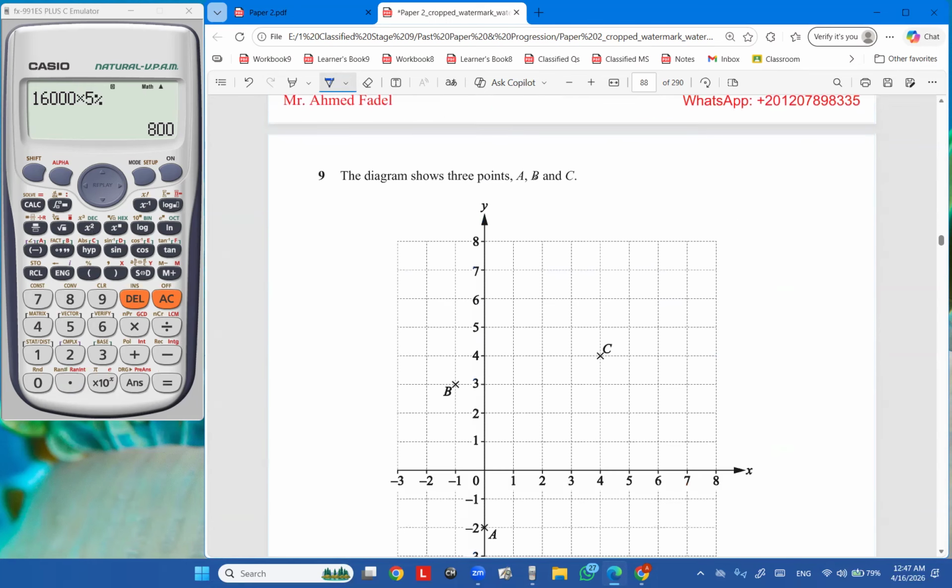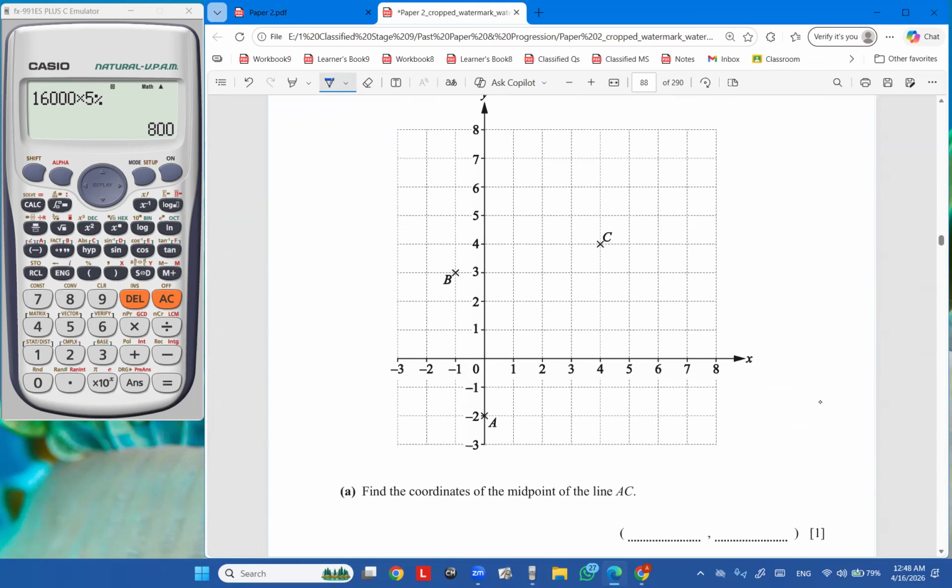The diagram shows 3 points, A, B, and C. Find the coordinates of the midpoint of the line AC. So A over here is 0, -2. And C is 4, 4. We wanted the midpoint between 0, -2 and 4, 4. We agreed that you add x1 plus x2, and then you divide by 2. 0 plus 4 is 4, divided by 2 is going to give you 2. While -2 plus 4 is going to give you 2, divided by 2 is going to give you 1. So it's 2, 1. This is the midpoint of the line AC.